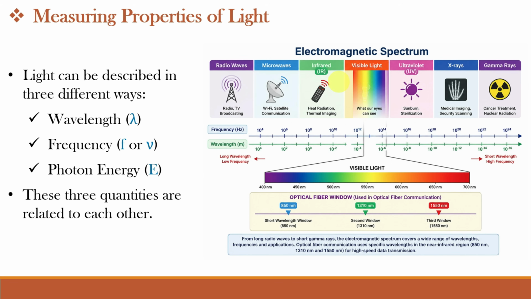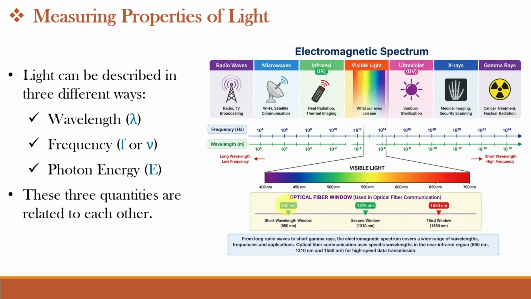This figure shows the electromagnetic spectrum, which contains all types of electromagnetic waves, starting from radio waves, followed by microwaves, infrared waves, visible light, ultraviolet light, X-rays, and gamma rays. All these are electromagnetic waves. They differ only in their frequency, wavelength, and energy. Now see, this colored band is the visible light region, which our eyes can see, and it occupies a very small portion of the entire electromagnetic spectrum.